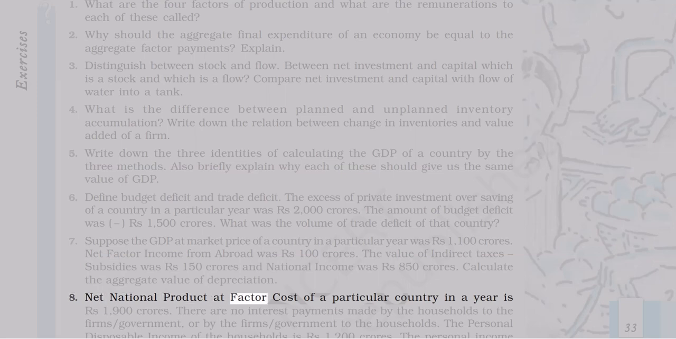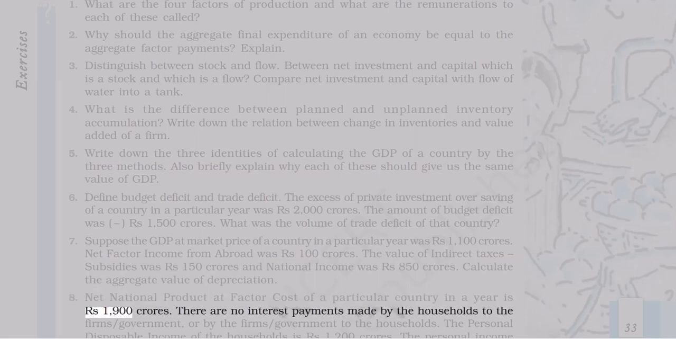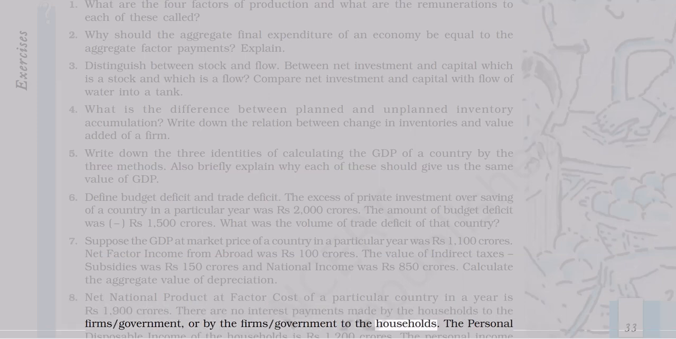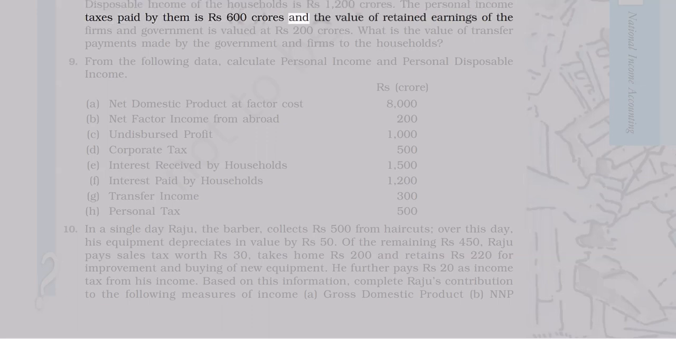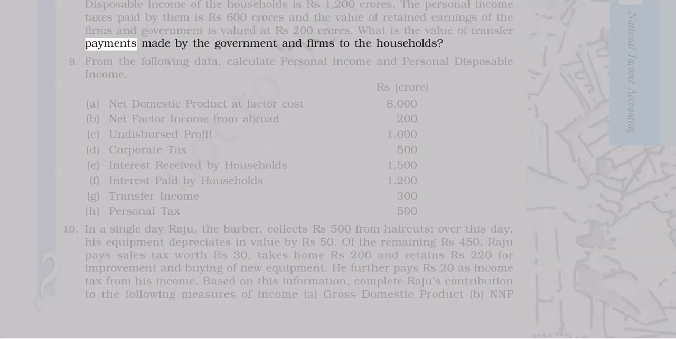8. Net national product at factor cost of a particular country in a year is 1,900 rupees crores. There are no interest payments made by the households to the firms or government, or by the firms or government to the households. The personal disposable income of the households is 1,200 rupees crores. The personal income taxes paid by them is 600 rupees crores and the value of retained earnings of the firms and government is valued at 200 rupees crores. What is the value of transfer payments made by the government and firms to the households?